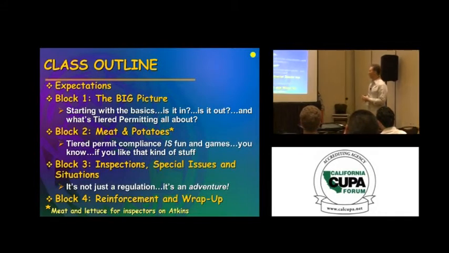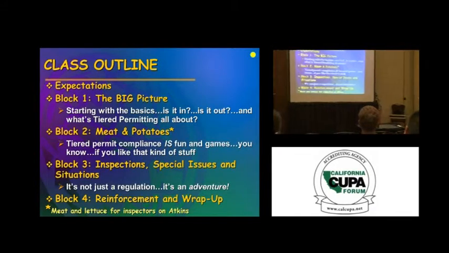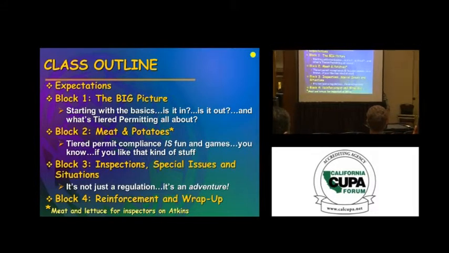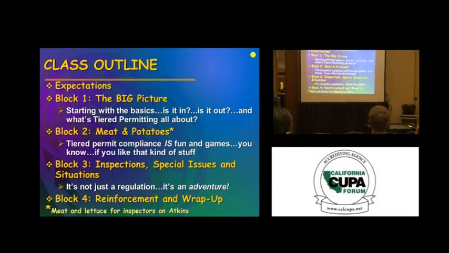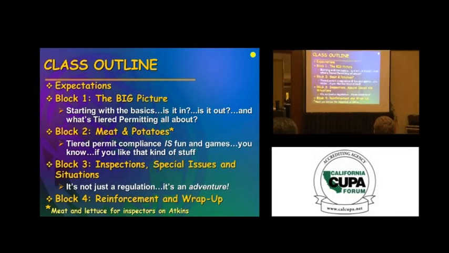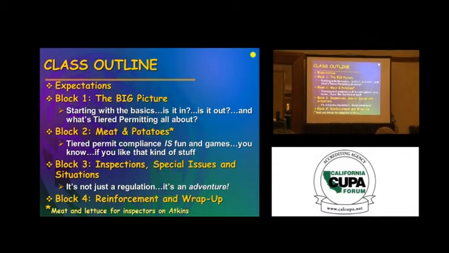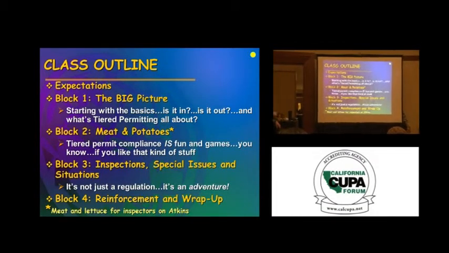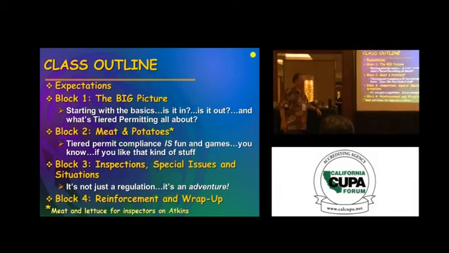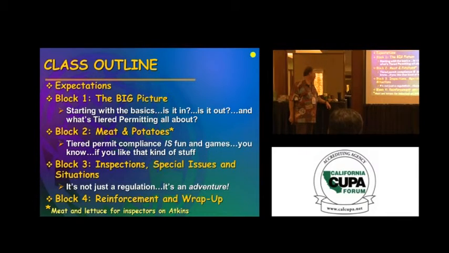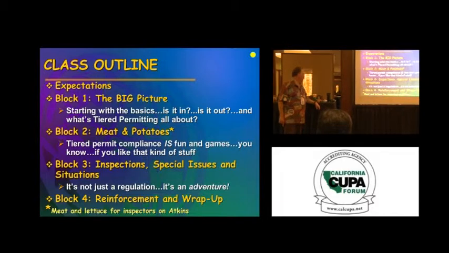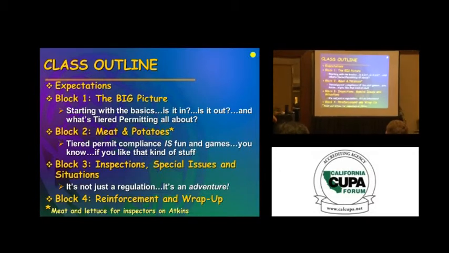Then we're going to talk about the meat and potatoes, tiered permitting compliance: what's involved, what do you need, what do the different tiers require, and inspection, special issues, situations, not just regulations and adventure. So we'll cover that stuff, and then the last is kind of a wrap-up.